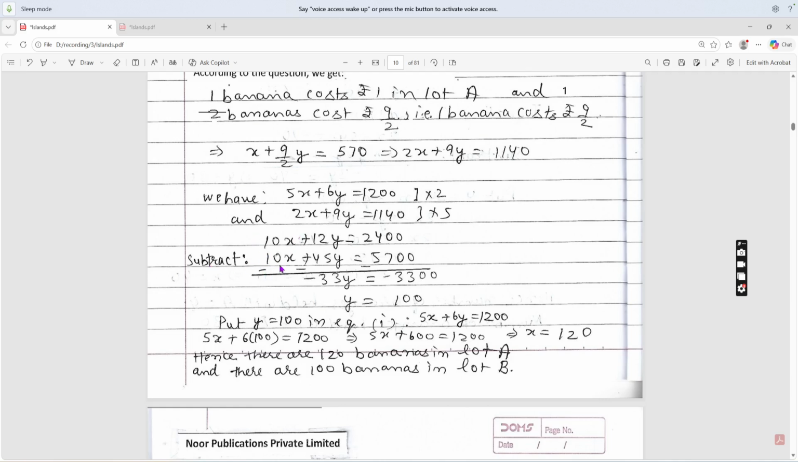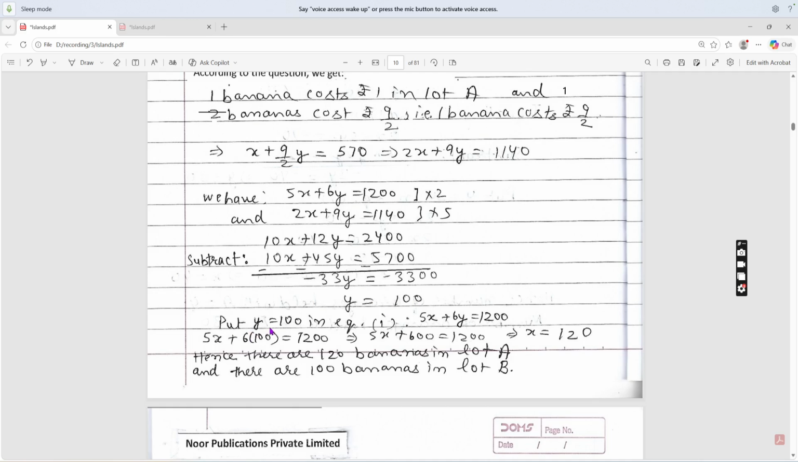So this plus becomes minus, this plus becomes minus, this plus becomes minus. So 10 minus 10 is 0. Then 12 minus 45 is minus 33y. And 2400 minus 5700 will give us minus 3300. So y is equal to minus 3300 upon minus 33, and what we are getting, y is equal to 100.